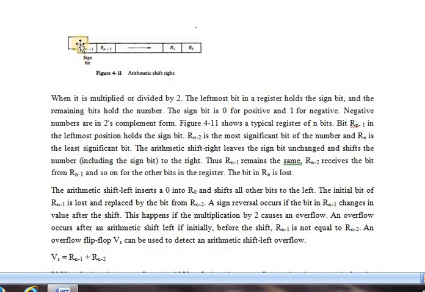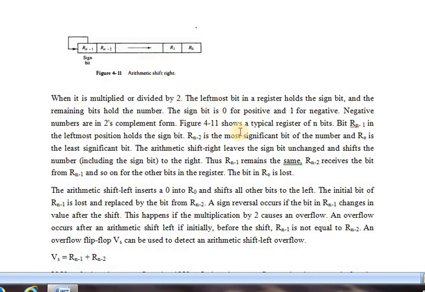So this is the sign bit, the leftmost bit, and the remaining bits hold the number. The sign bit 0 is for positive and 1 is for negative. If 0 is represented, it is for positive. If 1 is represented, that number indicates it's a negative number. Negative numbers are in 2's complement form, which you have already seen in figure 4.11.